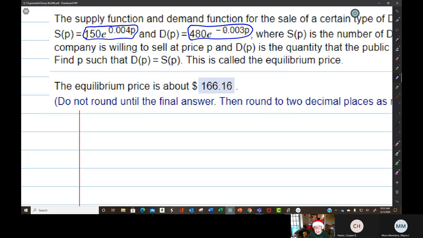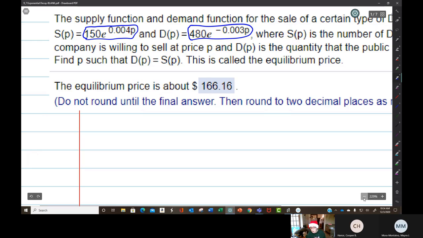But notice that the K number is negative for the demand curve. Whenever your K number is negative, that shows exponential decay or going down. Whereas when K is a positive number like this over here, it means that there's increase going on.